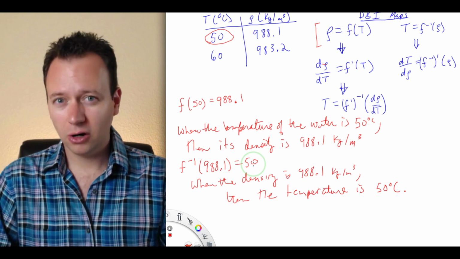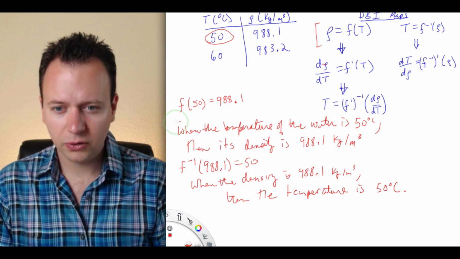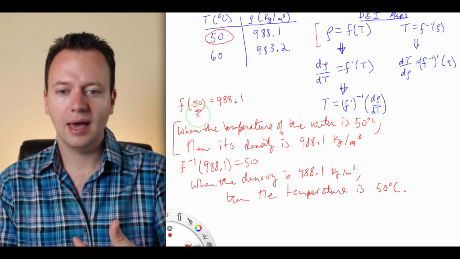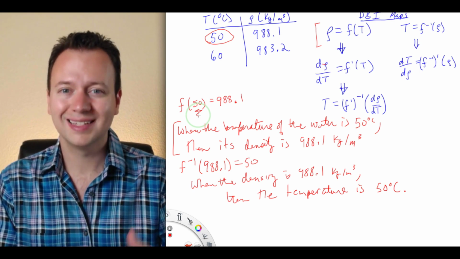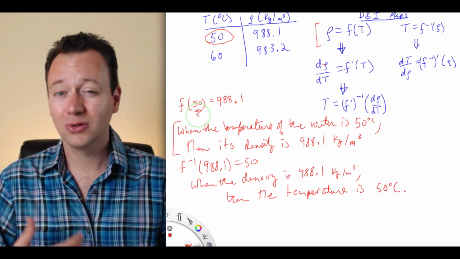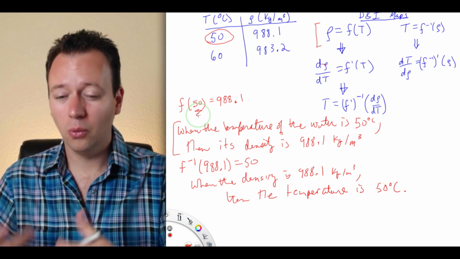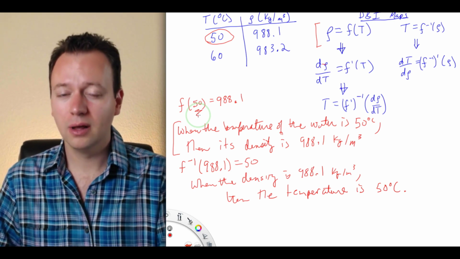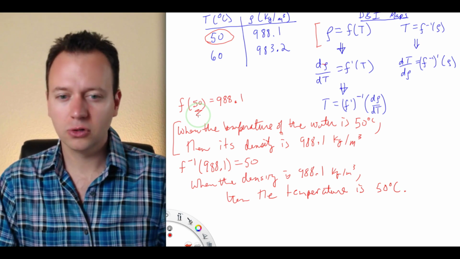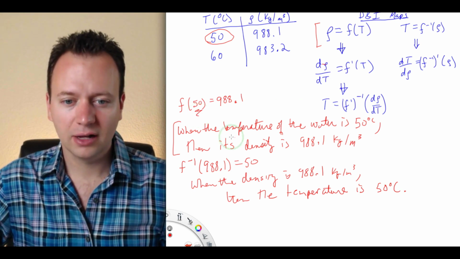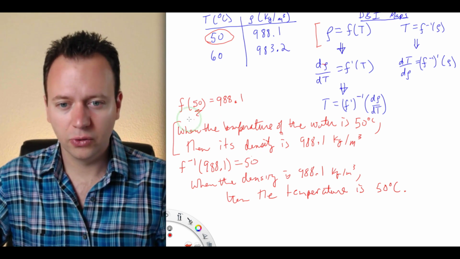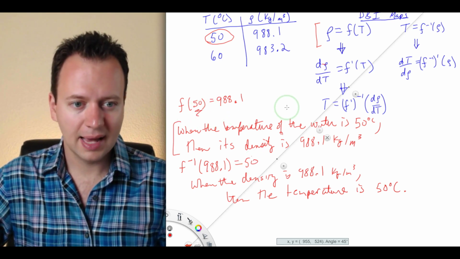So I always like to start off my sentence when I do a physical interpretation with the input. In the first case we have, when the temperature is 50 degrees, then the density is equal to 988.1. In the second case, we're saying, well, when the density is 988.1, what is the temperature? So we're starting with the density and saying, well, what's the corresponding temperature? So I like to let that fact reflect in the wording when I interpret this physically. Otherwise, the data point is exactly the same.